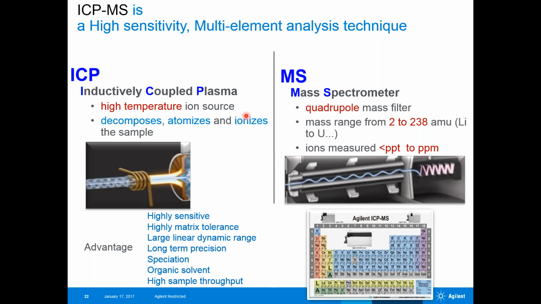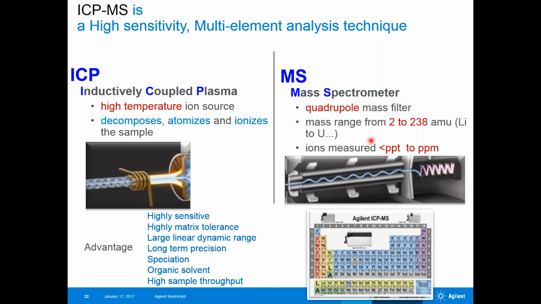Basically, the ion source is nothing but the plasma, which decomposes, atomizes, and ionizes the sample, just like what we discussed in the ICP-OES. Once it ionizes your sample, the mass spectrometer is the detector, where a quadrupole filters the ions based on mass to charge ratio. So ions are measured from lower ppt level to higher ppm level.